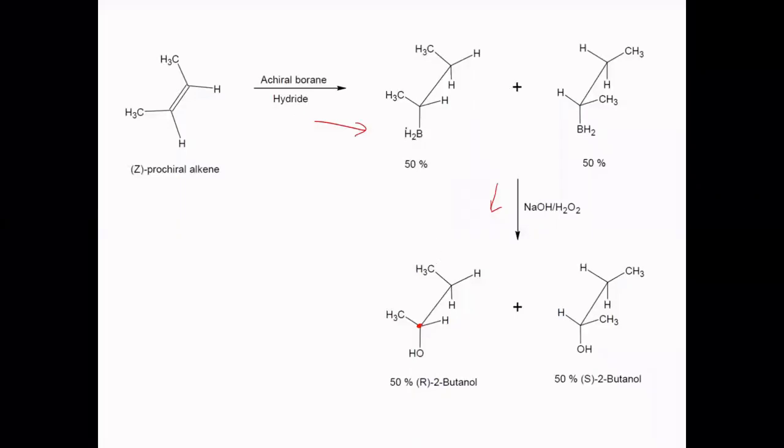So now you can see in this case, since we are using a chiral borane reagent, there are two types of products which can be formed. And since I'm getting two different products, when the hydrolysis will take place, I'm going to get the R and the S butanol in 50-50%. So I'm ending up with the racemic product.